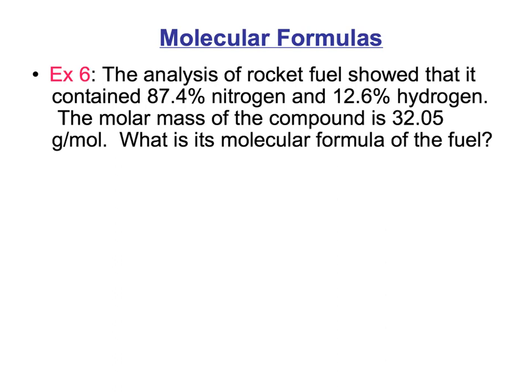What I want you to do now is pause the video and go through this example. It says the analysis of rocket fuel showed that it contained 87.4% nitrogen and 12.6% hydrogen. The molar mass of the molecular compound is 32.05 grams per mole. What is the molecular formula? This is one where, again, when you're given percents, cross it out and put grams. You first need to find the empirical, then go through and find the molecular. Go ahead, try this, pause the video, and then you can come back and check your answers and see if you get the same thing.